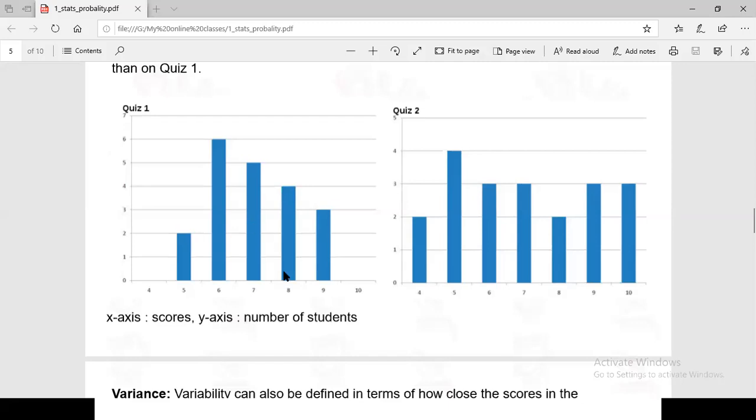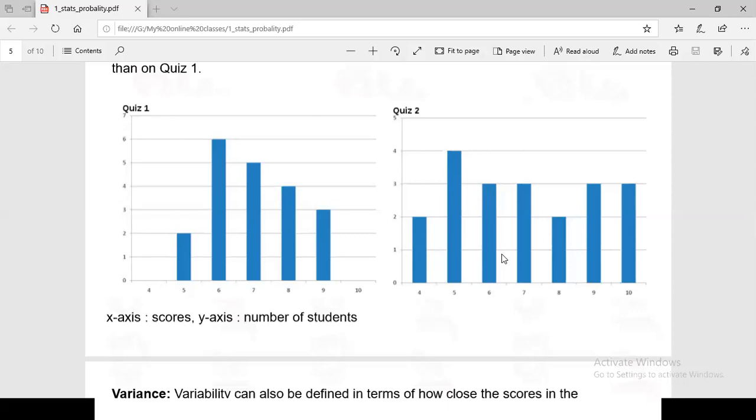So let's see. Quiz 1 has 4 score nothing, 5 score 2 members, 6 score 6 members, 7 score 5 members, 8 score 4 members, 9 score 3 members. Here the 6 score is repeated many times, the 7 score also repeated many times. Same data points are repeating in quiz 1. When it comes to quiz 2, there are 4 score 2 members, 5 score 4 members, 6 score 3 members, 7 score 3 members, 8 score 2 members, 9 score 3 members, 10 score 3 members.